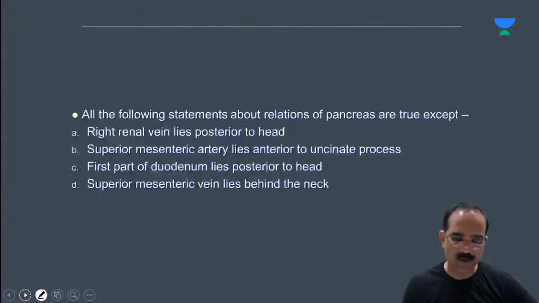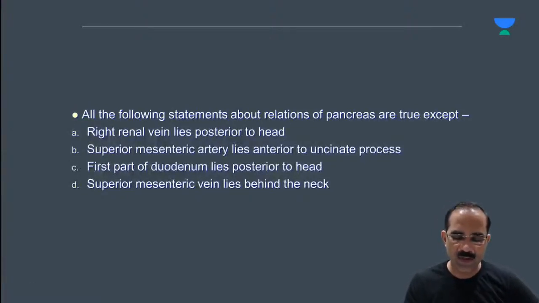So that's it. If you can answer this MCQ for me. All the following statements about relations of the pancreas are true except. If you can answer this. Shasti. Yes, the rest of you answer. क्या हुआ? Splenic vein था, splenic vein.